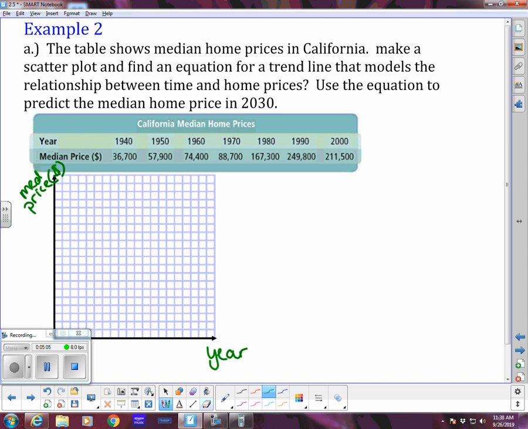Now, anytime they give you a year, always make the first year, year 0. And this can be a little tricky. If 1940 is year 0, 1950 would be 10 years later, 1960 would be 20, 1970 would be 30, then 40, 50, and 60. So that means on the x-axis, instead of just calling it years, you have to put years since, and then the first one. In this case, it's 1940. It's years since 1940.